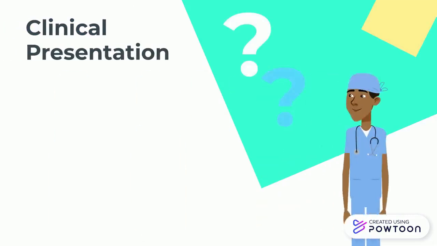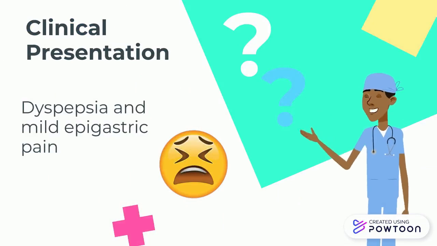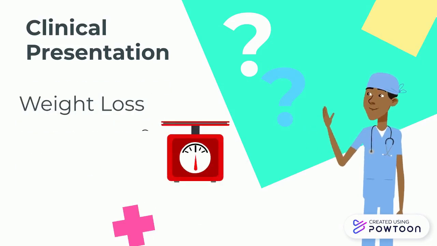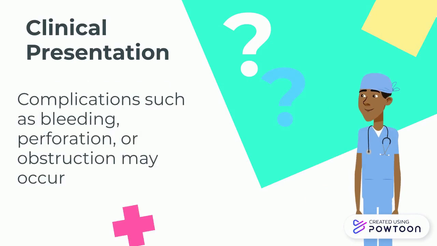Patients with peptic ulcer disease present with dyspepsia and mild epigastric pain. Patients may also complain of heartburn, belching, bloating, nausea, or vomiting. There can also be weight loss, and aside from that, complications may arise such as bleeding, perforation, or obstruction.